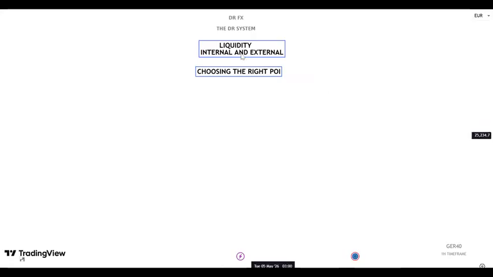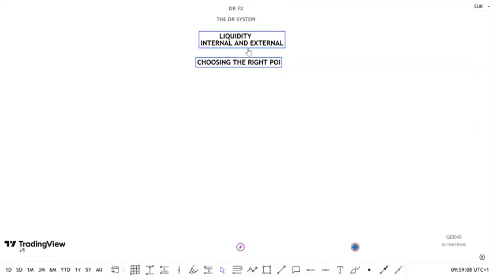So today I'm going to be talking about a very, very important concept of the market, that is how you trade. Some people don't trade with liquidity, and they are very, very profitable. And some people trade with liquidity, and they are also very, very profitable. So I'll give you one or two pieces of information, and then we can go straight to talking about what's very important about liquidity, internal and external, and then choosing the right point of interest.